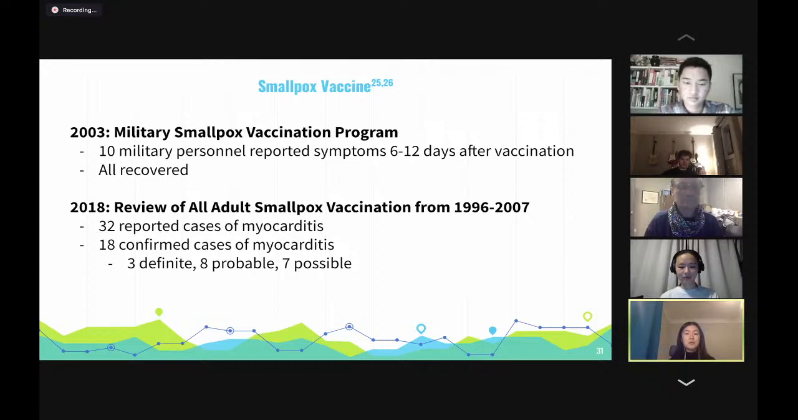However, a review performed in 2018 of over 400,000 adult smallpox vaccinations from 1996 to 2007 found only 32 reported cases of myocarditis, of which only 18 were considered valid after critical review. So the final estimated incidence of myocarditis among vaccinated people was determined to be 0.24 per 100,000, which wasn't any more than the regular background rate of myocarditis at the time.